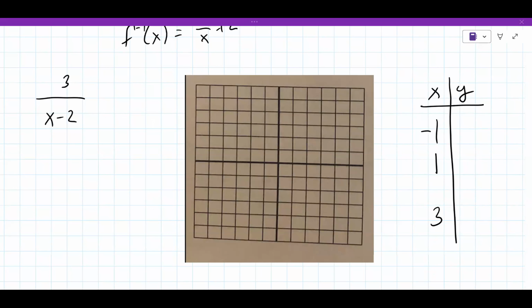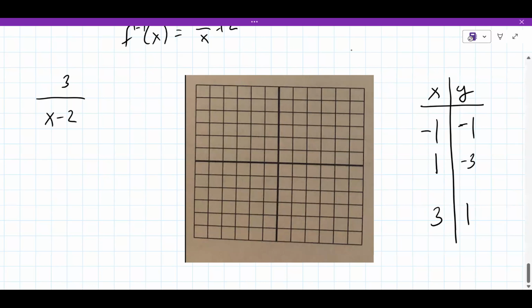Three is -1. Say that one more time. Which one are you doing? -1 is -1, right? Yes, that looks right. And then 1 is 3. 1 is -3, because 1 minus 2 becomes -1. Oh, yeah. And then 3 is 1.